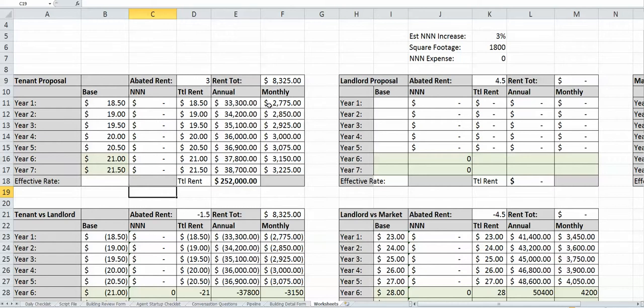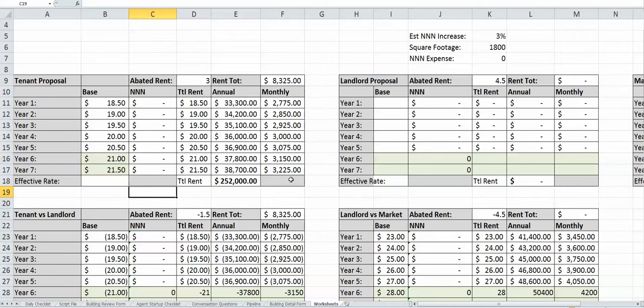Year one, we're proposing a monthly rent of 2,775. That's all in. That's everything included. And year two would be 2,850. Year three would be 2,925, etc., to 3,000, to 3,075, to 3,150. And year seven would be $3,225.